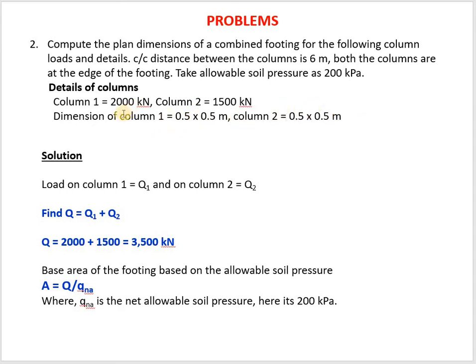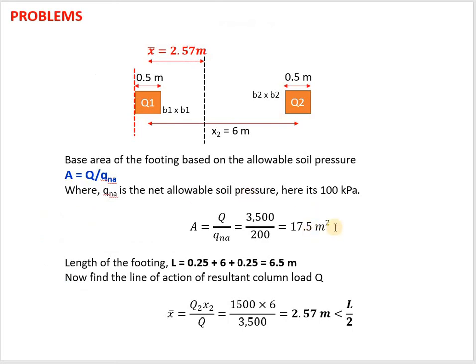Here also I am starting from column 1, similar to the previous case. Nothing specific is there. So the first step is to find the total load. The loads coming on column 1 and column 2 are already given. Total load is 2000 plus 1500, which is 3500. Now find the area. You are given the allowable pressure of 200 kPa. So using that you find the area, A equal to Q by q_na.